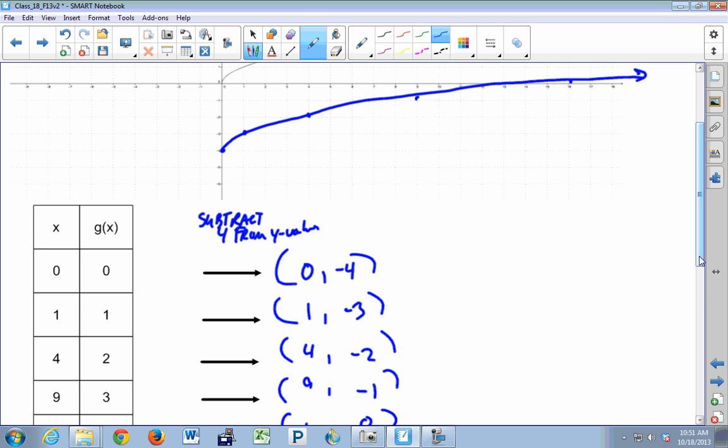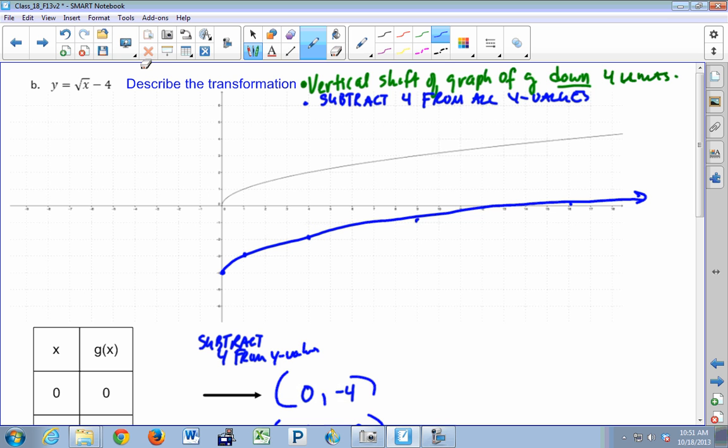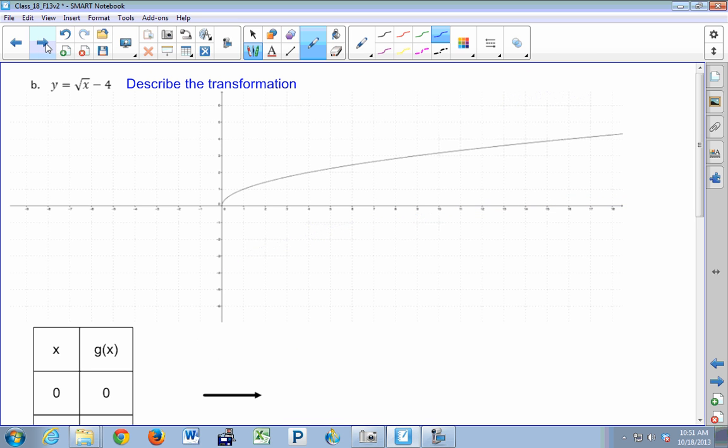Okay. All right, so those are pretty straightforward. We found out the vertical and horizontal shifts were pretty straightforward.